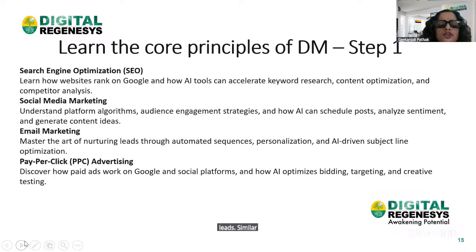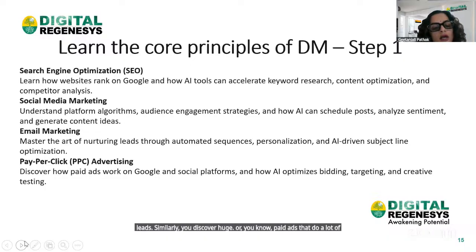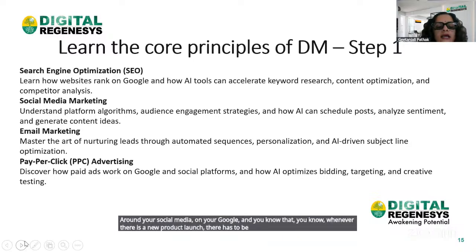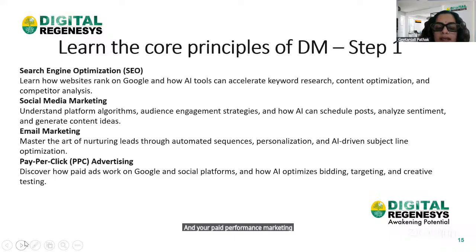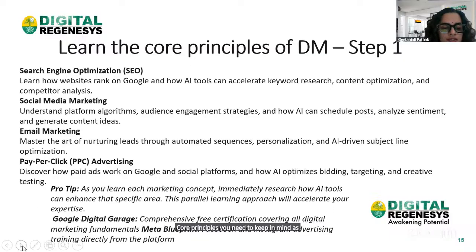Similarly, you discover paid ads that do a lot of running around your social media, on your Google, and you know that whenever there is a new product launch, there has to be visibility, and your paid performance marketing provides that visibility, so that in case somebody is requiring that product or service and it appears on their timeline, people will buy and it will generate that revenue, reach, lead for that product or service. So these are the first core principles you need to keep in mind as a digital marketing strategy.